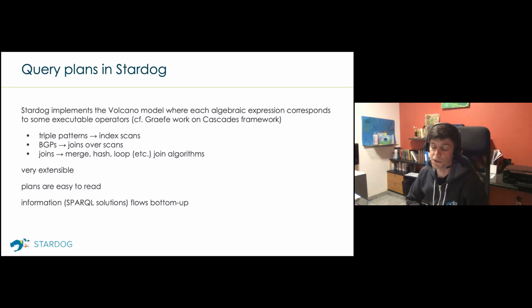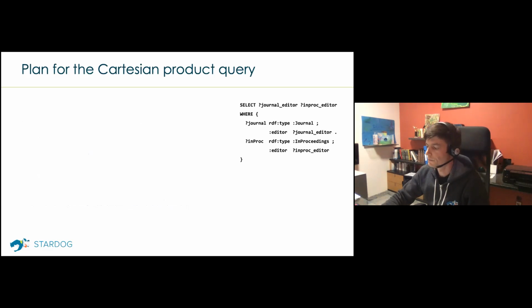The idea of the architecture is basically every bit of the query plan corresponds to some executable operator, and those generate results, and the parent operators, they pull results from the child operator. So it's a pull-based model. So if you remember that badly written query for all journals and all journal editors, all preceding editors, which blows up because of the Cartesian product.